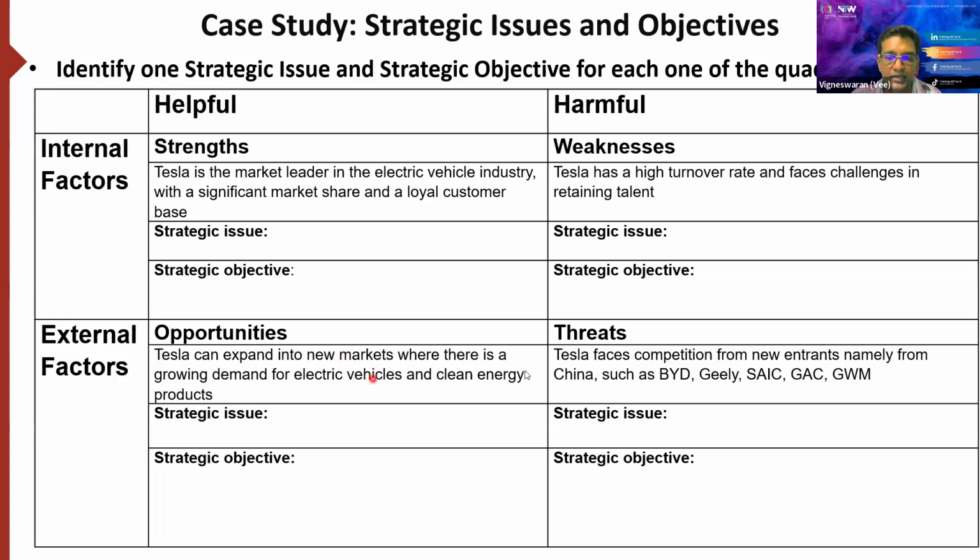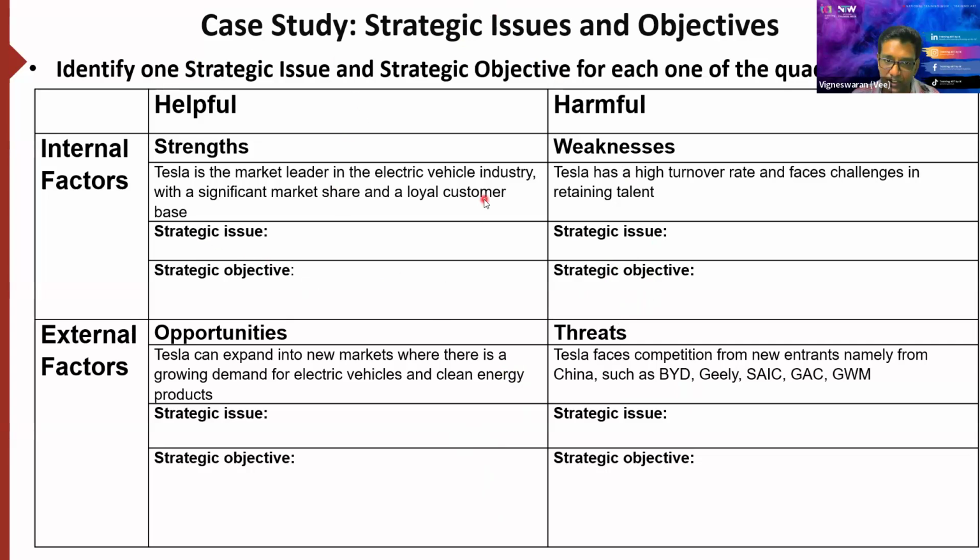Okay. But there are also external threats that are taking place. For example, Tesla faces a lot of threat from predominantly Chinese automakers. For example, BYD, Geely, SAIC, GAC, and GWM. Remember, these are just fabricated case studies. So I want each of y'all to try, although I will present the answers to you, to try and develop a strategic issue and objective for each one of them.